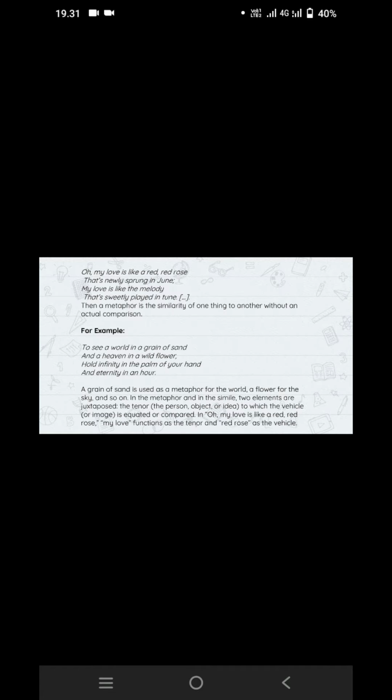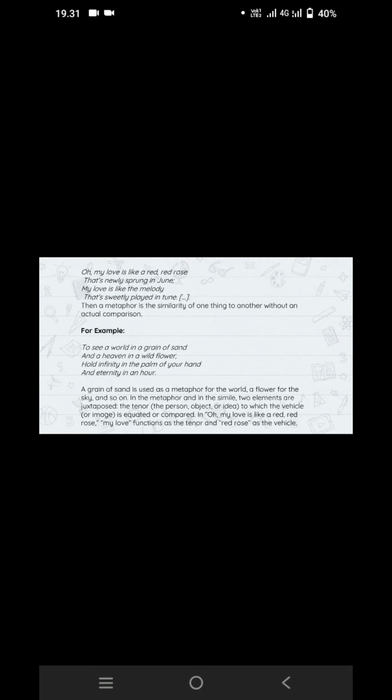For the stylistic picture, include the rhetorical figures or figures of speech. In poetry, the most common are similes and metaphors. Similes are two different things connected by like, than, as, or compare, as in Robert Burns. And here we can see the example. A grain of sand is used as a metaphor for the world, a flower for the sky, and so on.